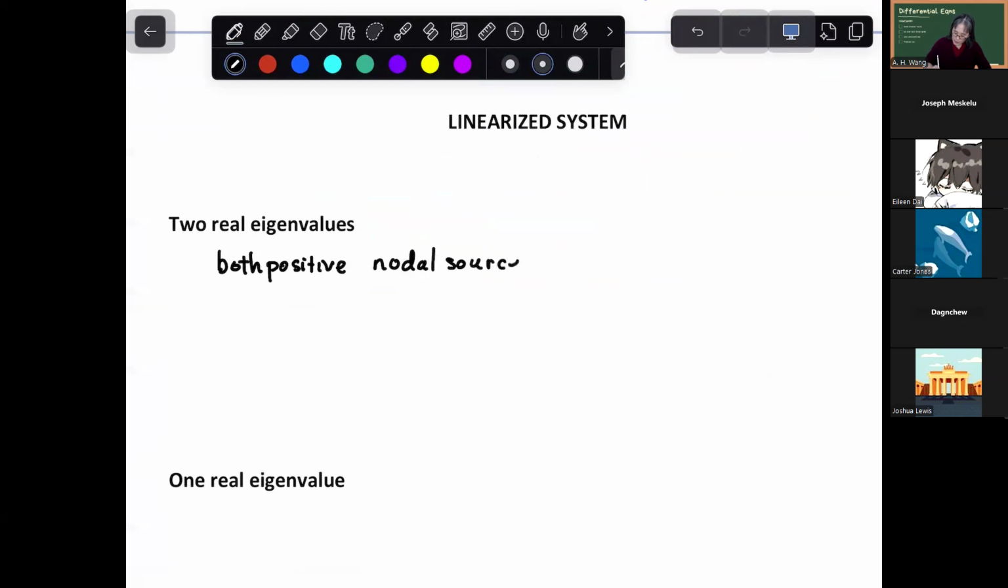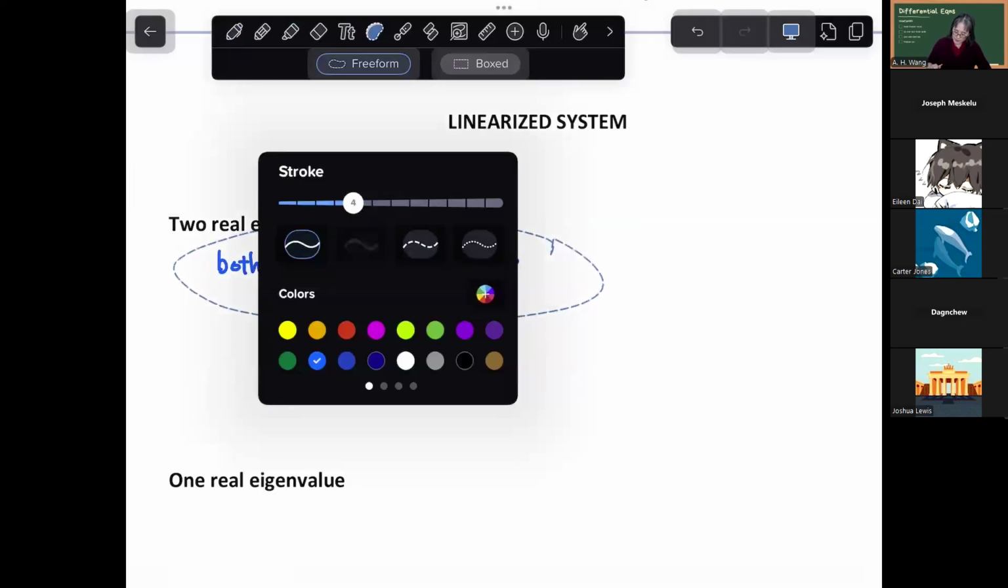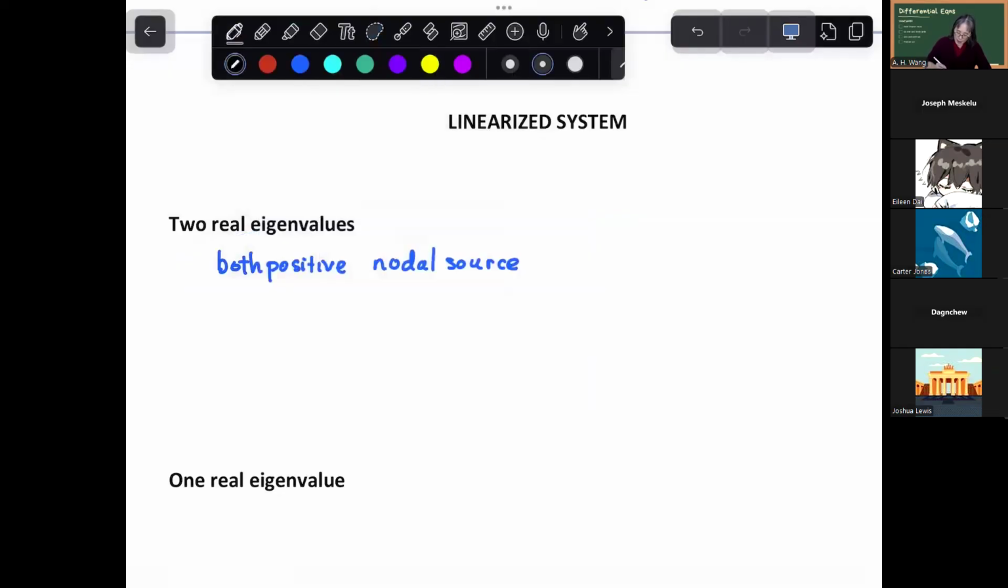This is in the linearized system. Maybe what I'll do is I'll write this in blue because it's linearized. And you can have both negative. Remember, nodal sink is how you would characterize it. And remember, one positive, one negative. This is a saddle.